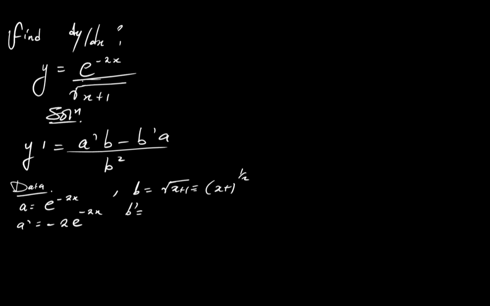So b prime is equal to, using the chain rule here, we'll have half of x plus 1. If I reduce this power by 1, I get negative half. Then differentiating the inside, we get 1. So b prime is basically half x plus 1 to the minus half power. So let's maintain the minus power, or if you want, you can just push the expression x plus 1 to the bottom. And you have 2 root of x plus 1.